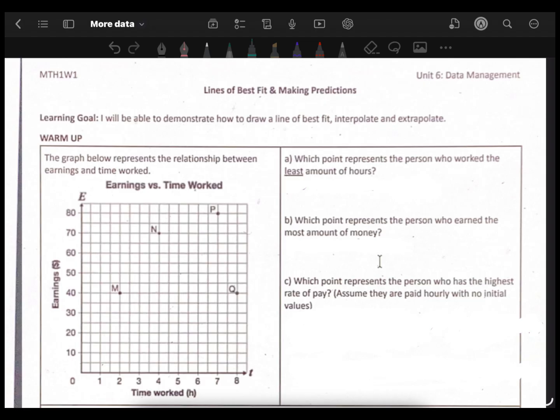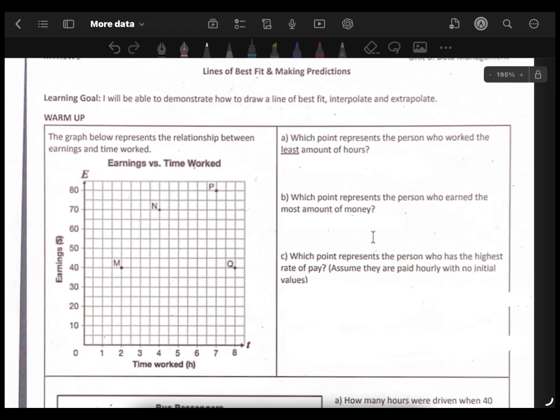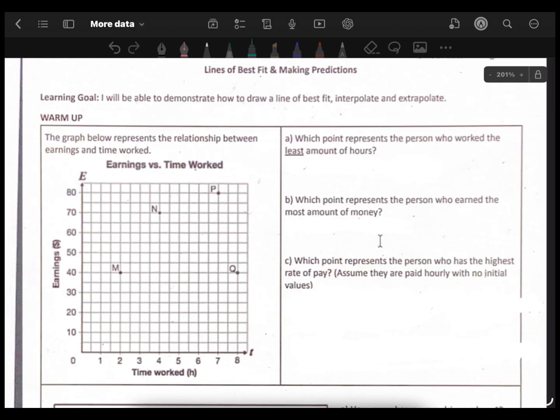The first thing we're going to start off with is a warm-up. Here we have a graph that represents the relationship between earnings and the time worked. It's asking us which point represents the person who worked the least amount of hours. If we look at our graph, we can determine that it is M, because they only worked 2 hours, which is the lowest in this variable right here.